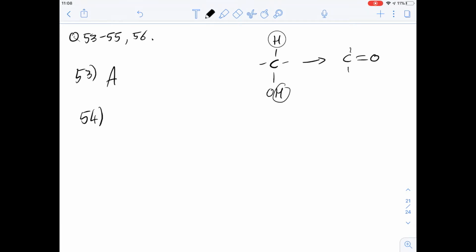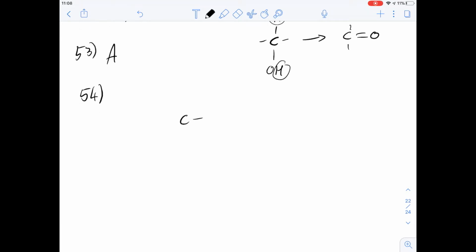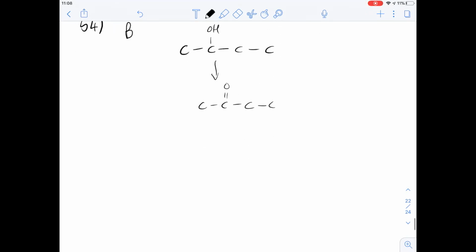54 then says the reaction of 2-butanol with ADH would produce what? So I think the easiest way of doing this is just to draw it out. 2-butanol would look like this, and it would be converted into this, obviously with the hydrogens as well. But that gives us a ketone with 4 carbon atoms called butanone. So that gives us an answer for this one of B.